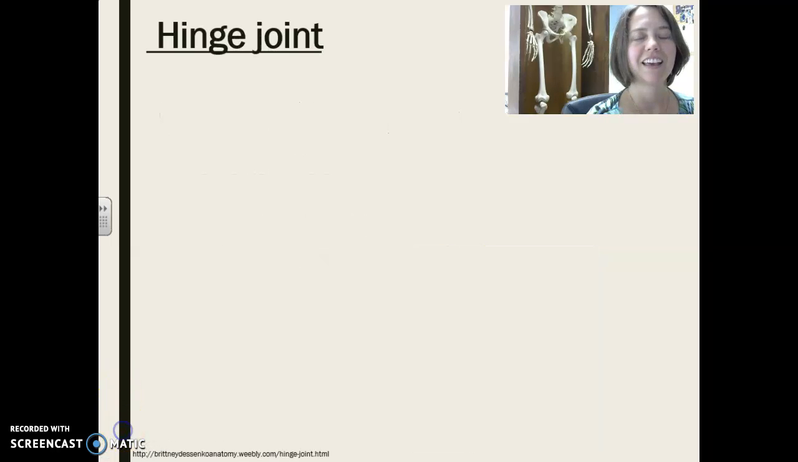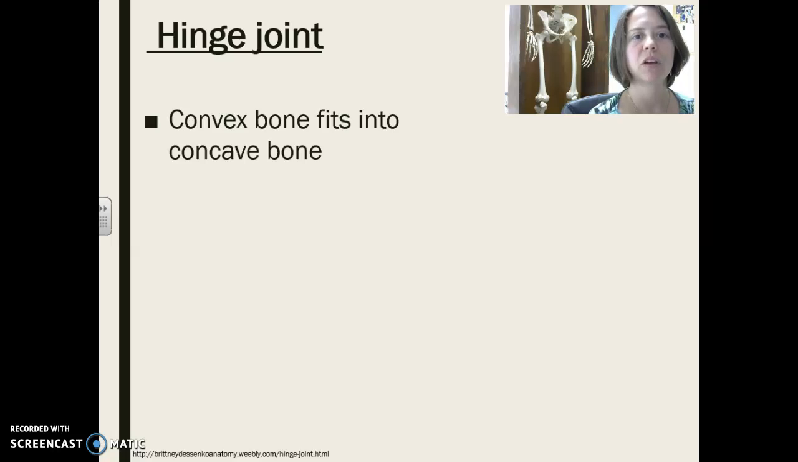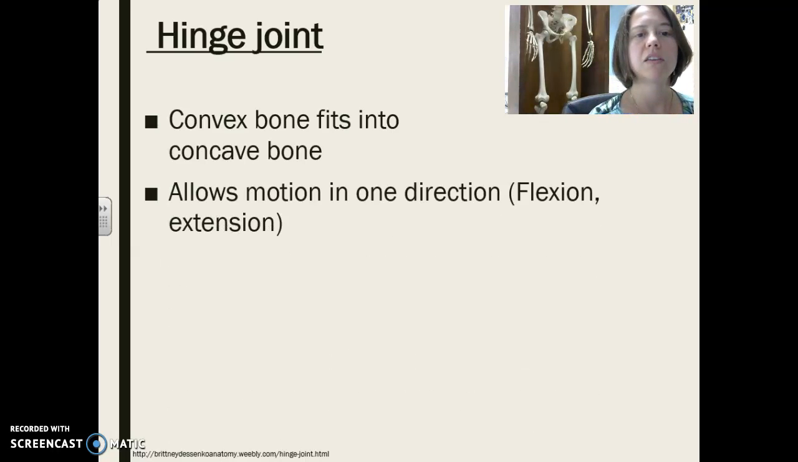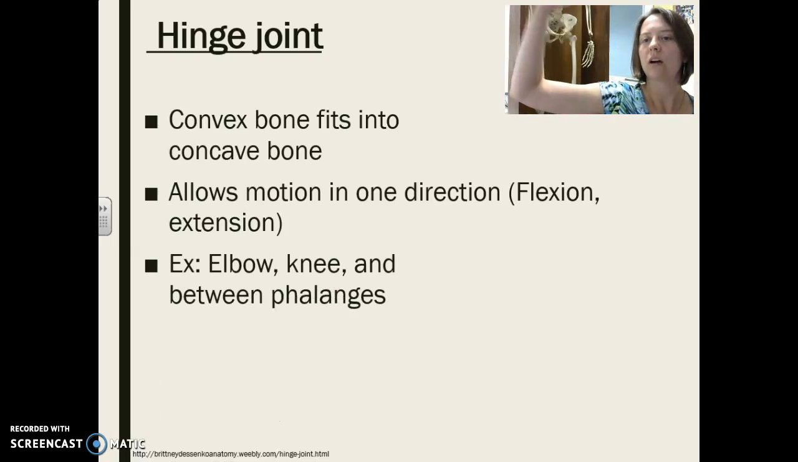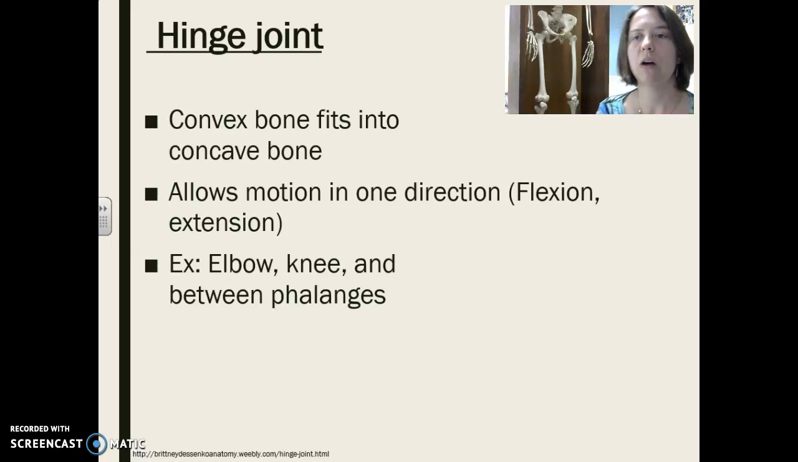In the fifth type of synovial joint, we're going to talk about the hinge joint. This is where a convex bone fits into a concave bone. And this allows motion in one direction, flexion and extension. One example is at the elbow. It allows extension and flexion. And we talked quite a bit about how the processes and fossae fit together in the elbow joint. And we'll take a look more at the skeleton in class.